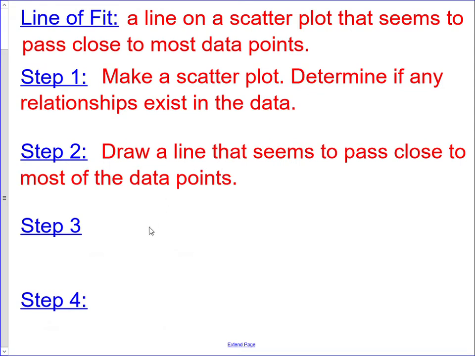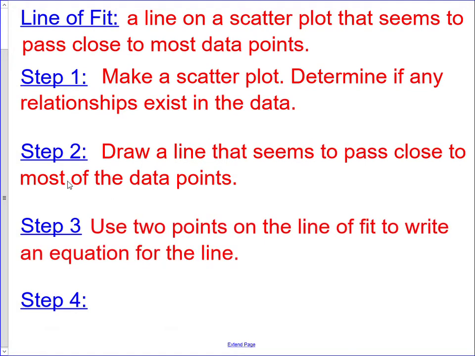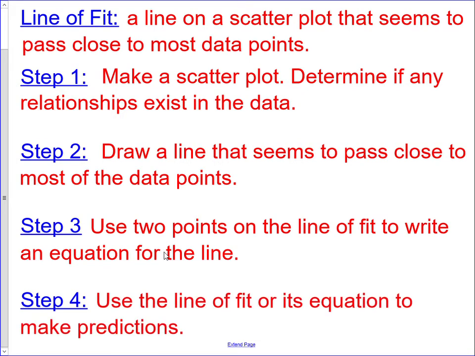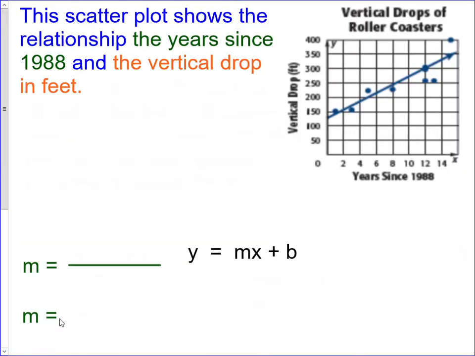Once we have that done, we're going to use 2 points on the line of fit to write an equation for the line. We know a couple of different ways to do this. One is to find the slope and then plug it into point slope. Another one would be to find the slope and then plug it into slope-intercept form and solve for b. Step 4 would be that we can use this line of fit or its equation to make predictions. All right, let's just take a look at an example of one of these.